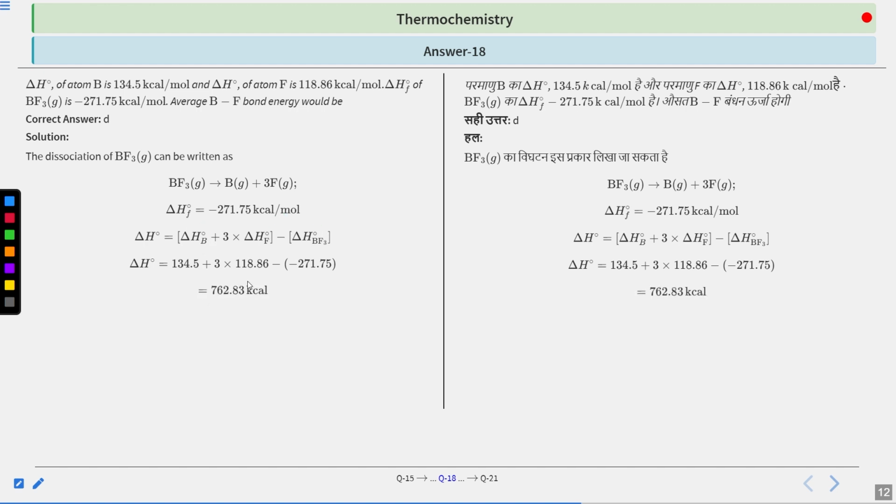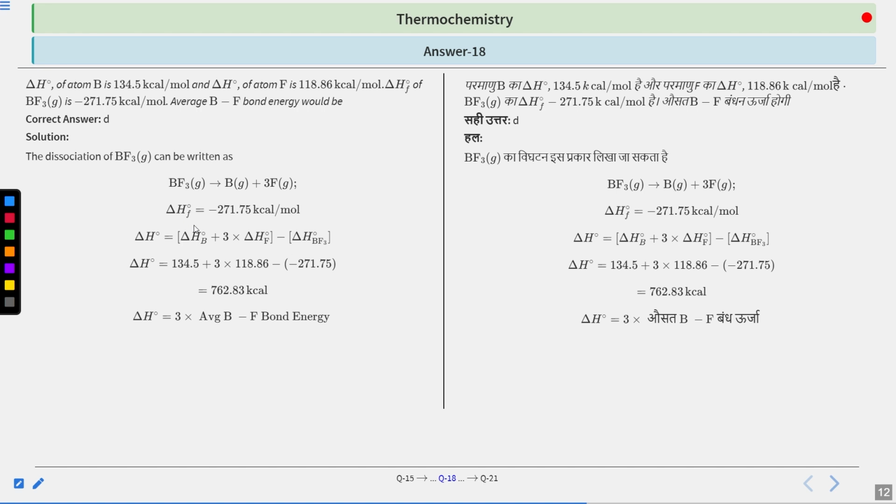So this thing is given, this thing is given, and this thing is given. Therefore, we got this delta H naught as 762.83 kilocalorie. But this is for the overall breaking of bonds, not about one bond. This equation is about breaking of the 3 BF bonds, right? And we have written the equation also accordingly. So this is the amount of energy that we have calculated, which is required to break 3 moles of BF bonds. But we have to calculate for 1 mole of BF bond.